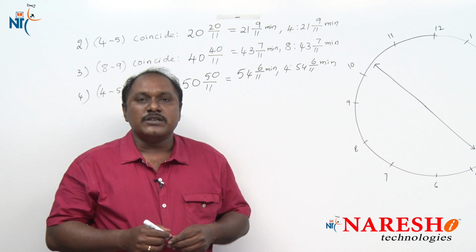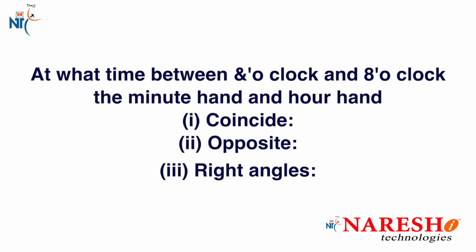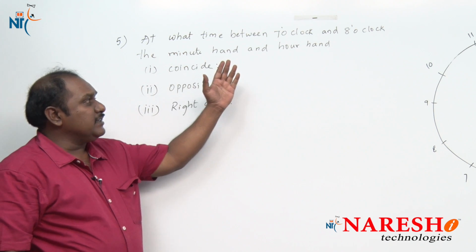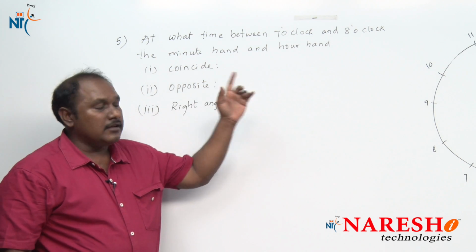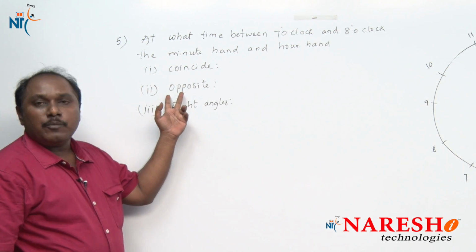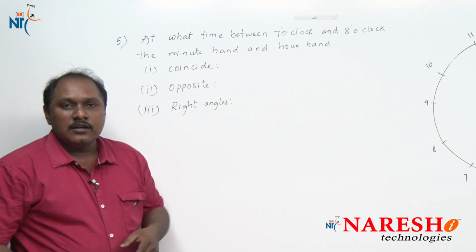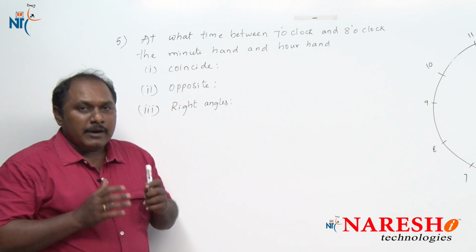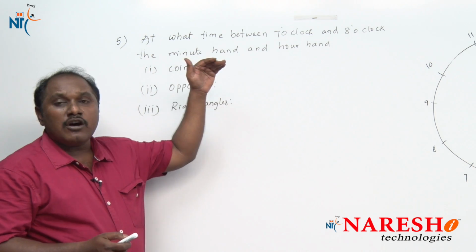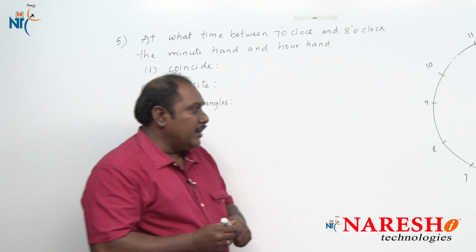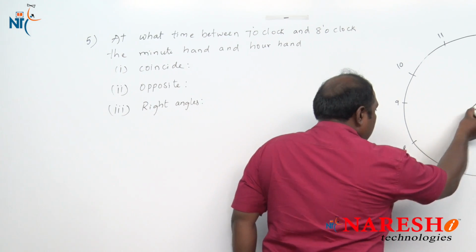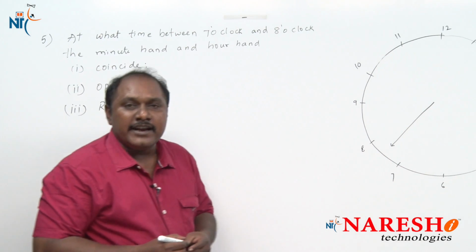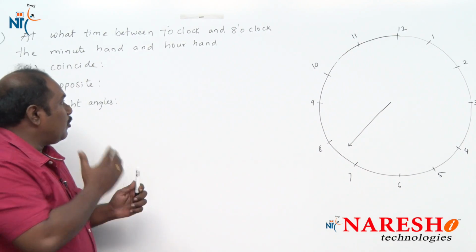Now, let us discuss the next question in this chapter. At what time between 7 o'clock and 8 o'clock do the minute hand and hour hand, first question, coincide, second one, are opposite to each other, third one, are at right angles. Try to apply the shortcut we have used just now to solve the previous problems. If we apply the shortcut, in between 7 o'clock and 8 o'clock, where is the hour hand? Definitely the hour hand lies in between the numbers 7 and 8. Now, let us try to answer one by one.